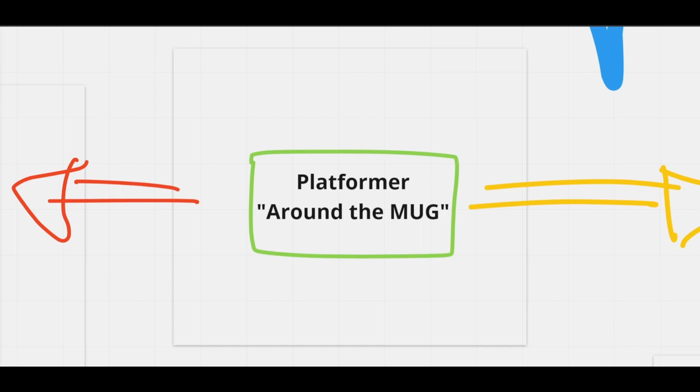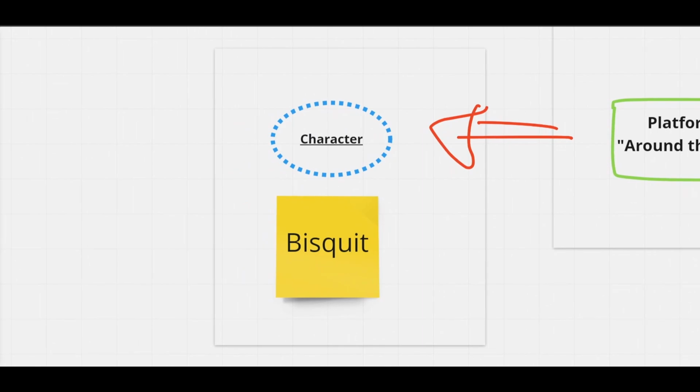The real game will be a platformer, and the title that I chose was Around the Mug, since it's the most obvious and easy here. And we had never thought until now about the character. One cool thing may be using a biscuit as a character, since we are dealing with a mug, tea, microwave, stuff that we usually drink and eat during breakfast. So let's just choose a biscuit.